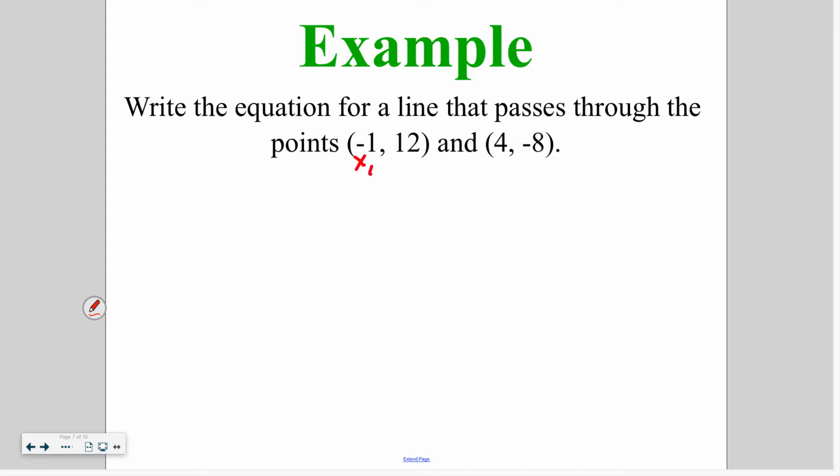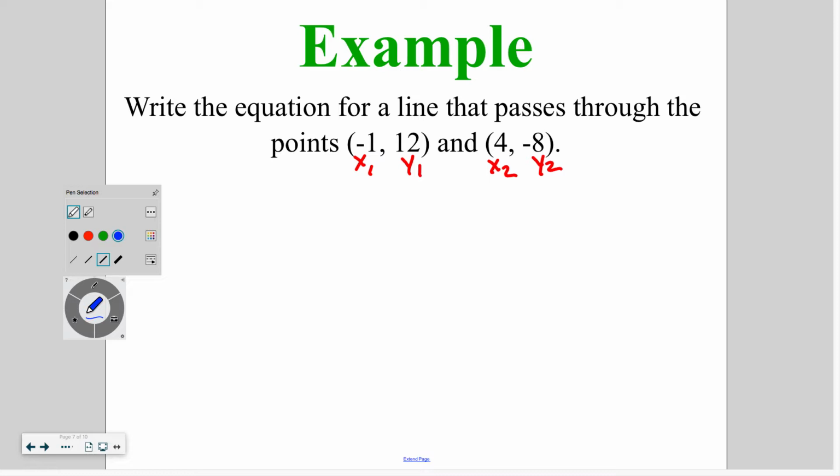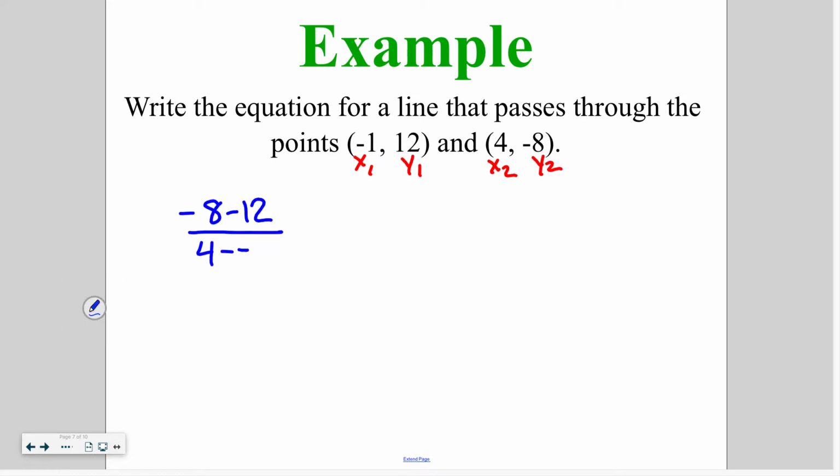We have x1, y1, x2, and y2. When I plug those in, I'm going to end up with -8 minus 12 over 4 minus -1. Minus negative turns into positive, so I end up with -20 over 5, giving us a final answer of -4 for my slope.